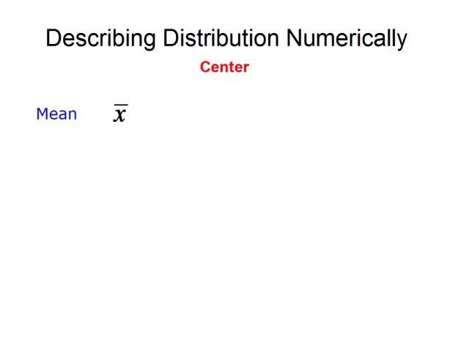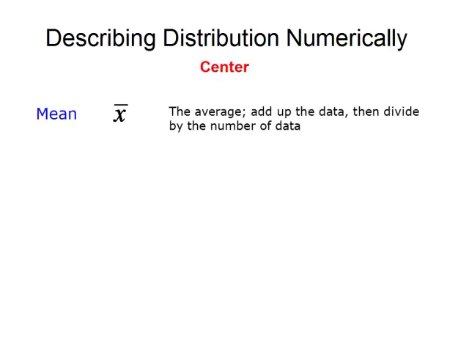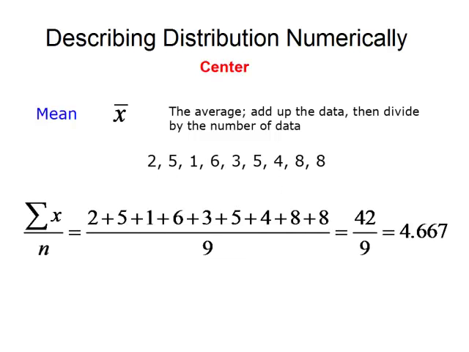The next center that we're going to talk about is called the mean. The notation for this is x bar, and it is the average. In other words, you're going to add up the data and then divide by the number of the data. So here's our data again. We add them up, and since there's 9 pieces of data, we divide by 9 and we get 4.667. So the formula for x bar is the sum of the x's divided by n, the sample size.